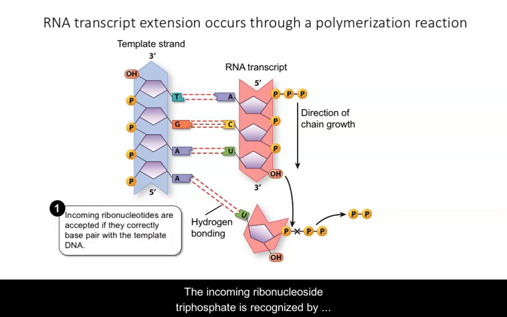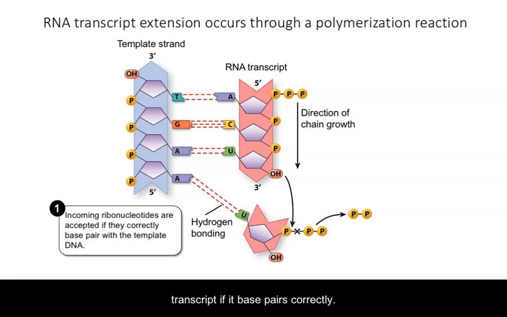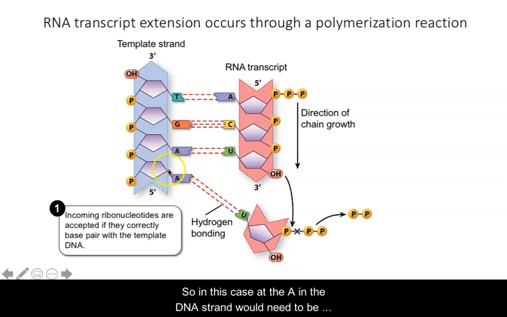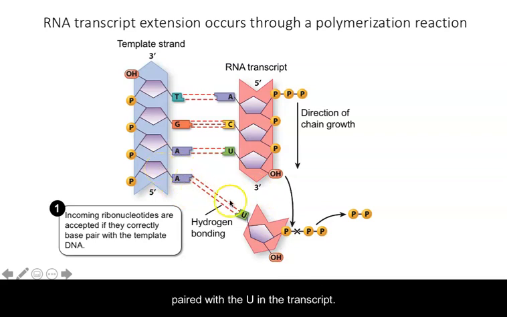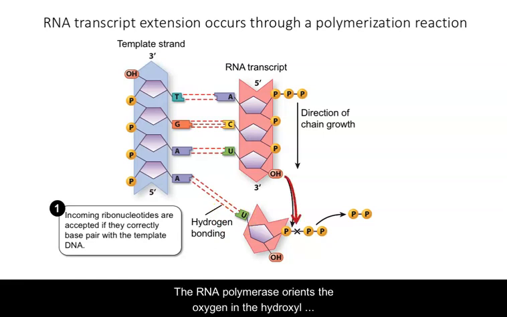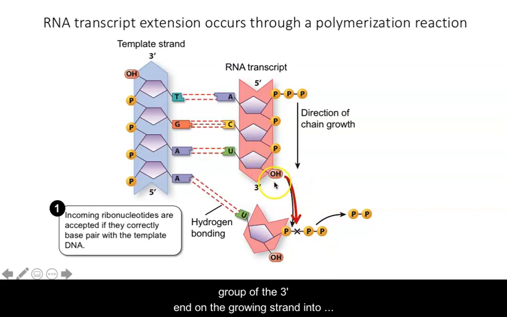The incoming ribonucleoside triphosphate is recognized by the RNA polymerase and joined to the growing transcript if it base pairs correctly. So in this case, the A in the DNA strand would need to be paired with the U in the transcript. The RNA polymerase orients the oxygen in the hydroxyl group of the 3' end on the growing strand into a position from which it can attack the innermost phosphate of the triphosphate.